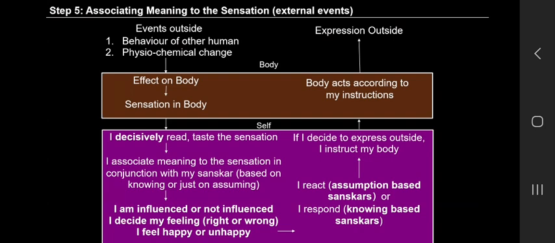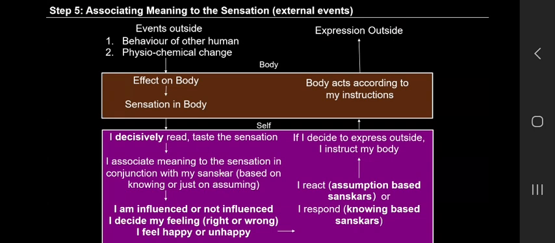So, for example, let's take the same example with knowing. Some person has spoken wrong words. It has created some impacts on my body. I have decided to read it. That's why I am reading it. Now I am trying to understand his words. I am not giving meaning. I am trying to understand his words. And based on his words, I am trying to know his state of being, his state of sanskars. Now I am aware that that person is not comfortable within. That person has a feeling of opposition. That's why he is speaking like this.